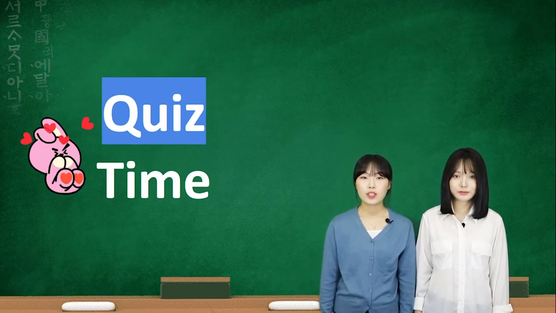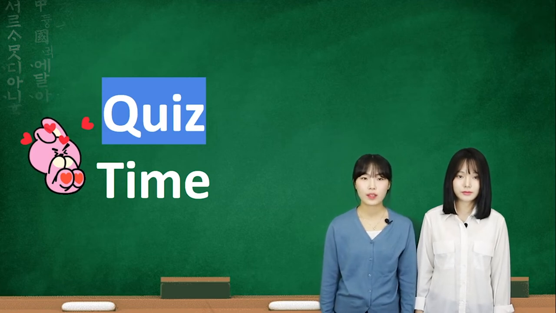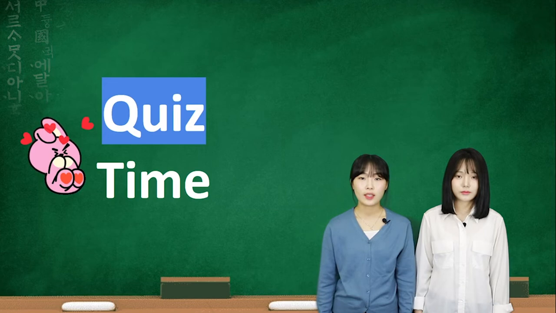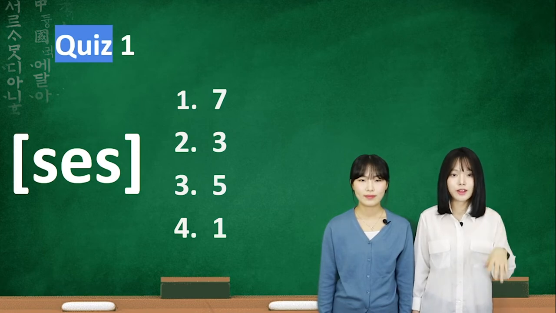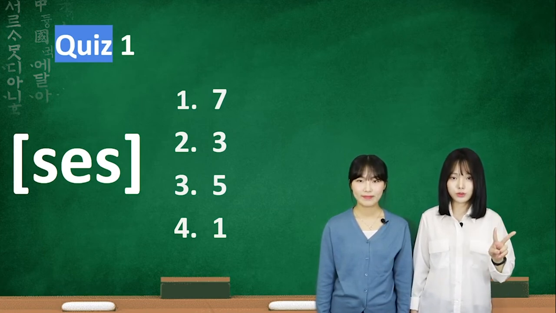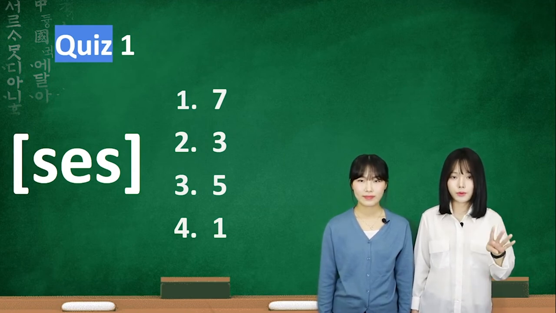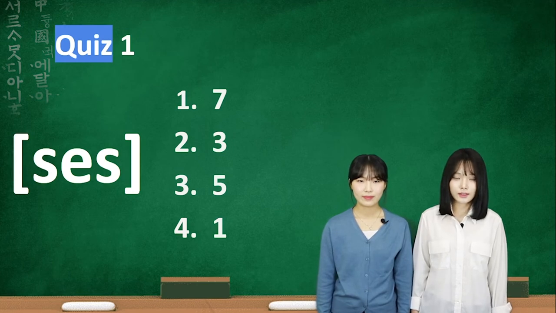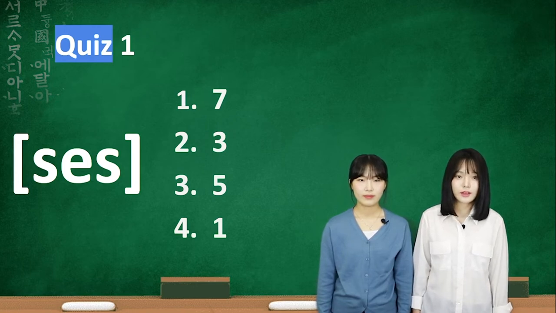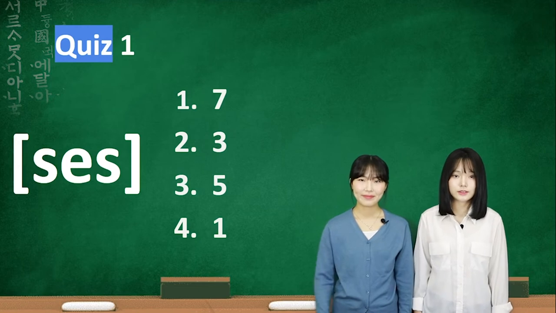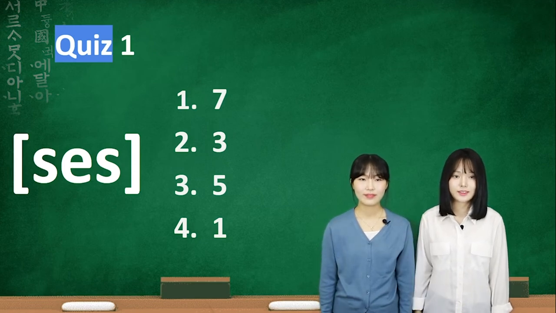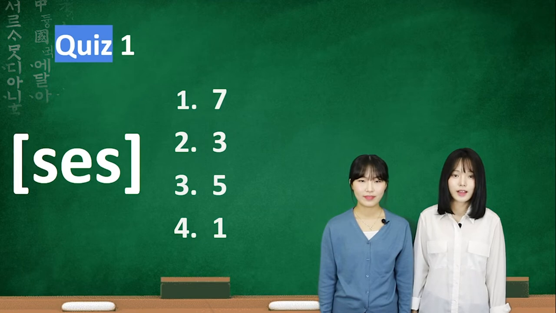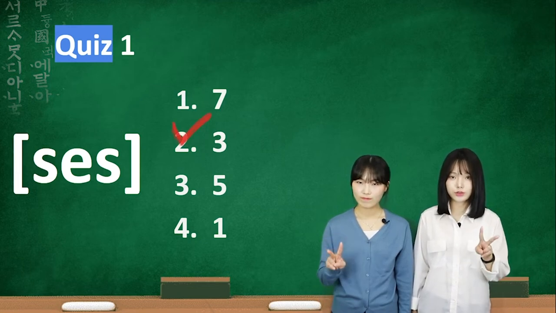We have six quiz questions. Listen to the pronunciation and guess the numbers. Question 1. There are 4 options. Number 1, number 2, number 3, and number 4. Which of the following is correct? I will give you 5 seconds. 5, 4, 3, 2, 1. Yes, the correct answer is number 2.